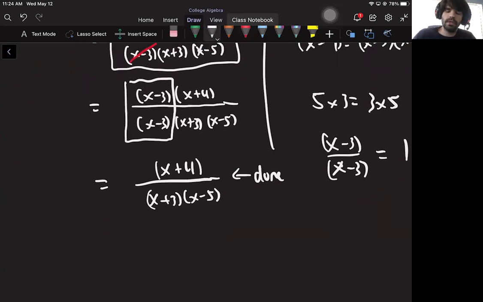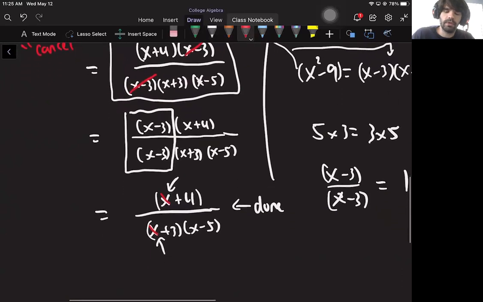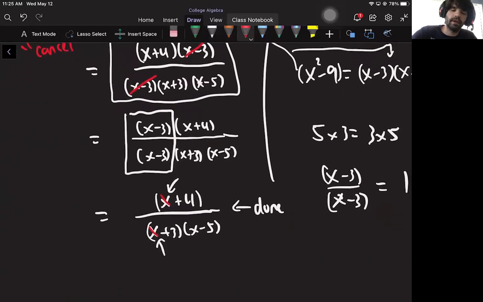So sometimes they'll just see, oh, I see an x here, I see an x here. So I'll somehow just cancel that and that because they're the same. But that logic doesn't follow here. And so that's the problem with canceling too much like that, or thinking about it in that way.